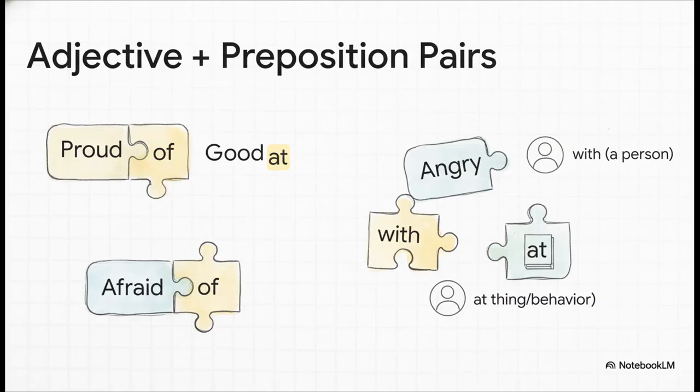Another little secret is that a lot of these prepositions, well, they travel in packs. They form these fixed pairs with certain adjectives, and you just gotta learn them as a single chunk. You're always proud of something. You're good at something. And here's a good one. You're angry with a person, but you're angry at a situation or a behavior. Learning these common pairs is a huge shortcut to sounding more fluent.